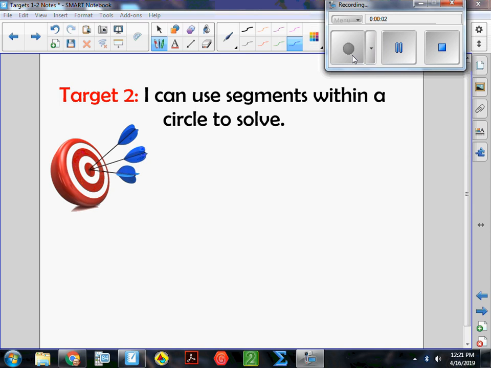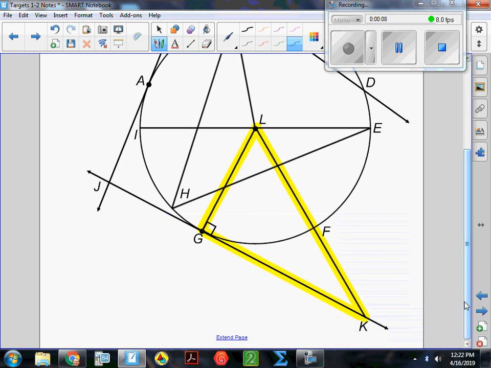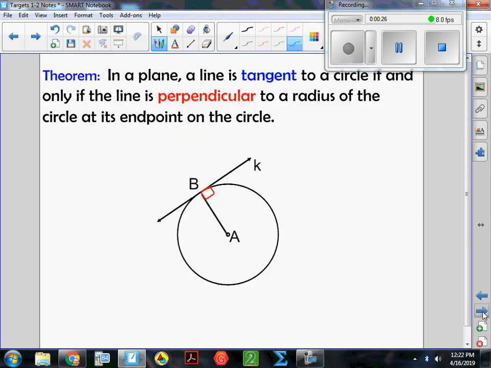Okay, Unit 12, Target 2, using segments within a circle to solve. So, I highlighted this bottom portion of our graphic organizer. There's a tangent line, JK, and a radius, LG. And the point is that the radius and the tangent line are going to be perpendicular to each other. We actually have a theorem or property that says that.